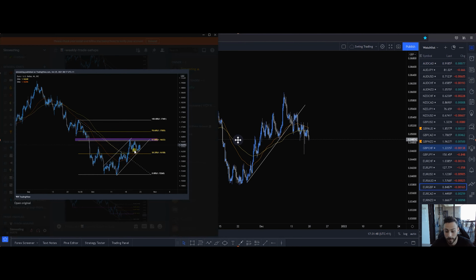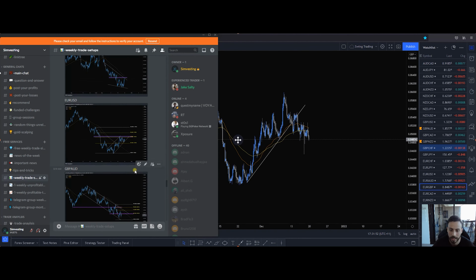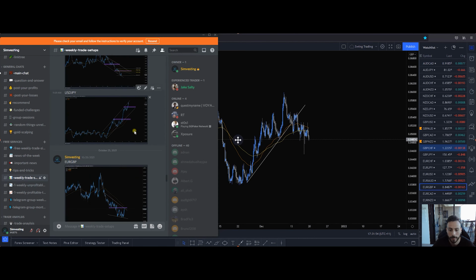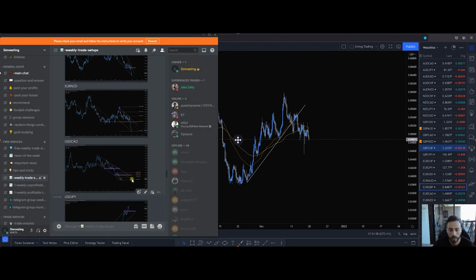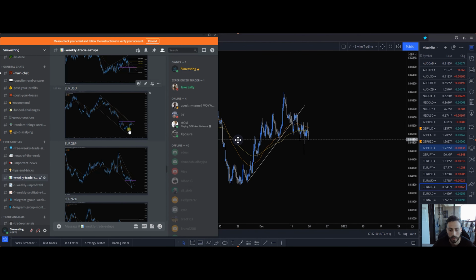EURUSD showing you when price does come up to this resistance level, that would be a good area of value to sell. Price isn't there yet, but it is going to come up there. USD JPY, New Zealand, EURUSD. Anyway, you guys get the point.